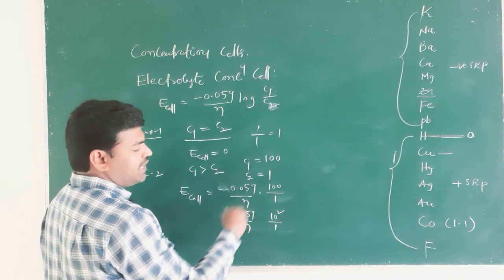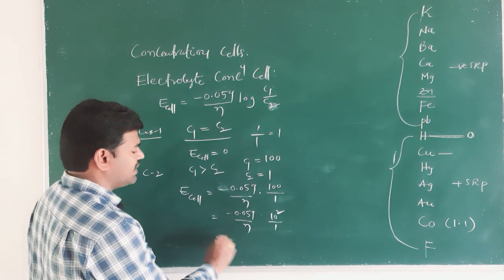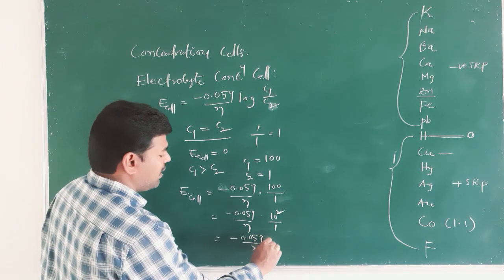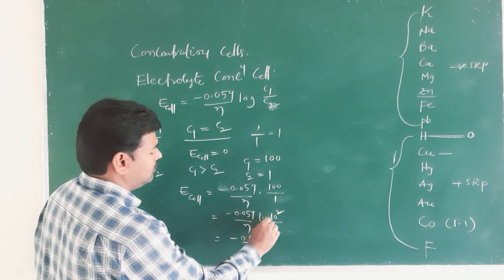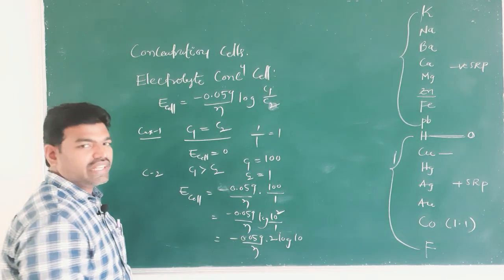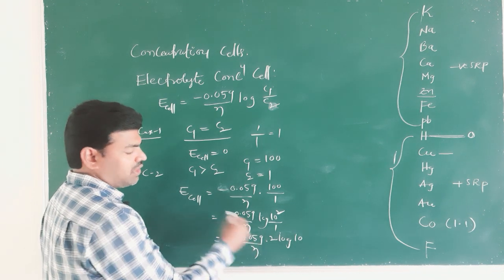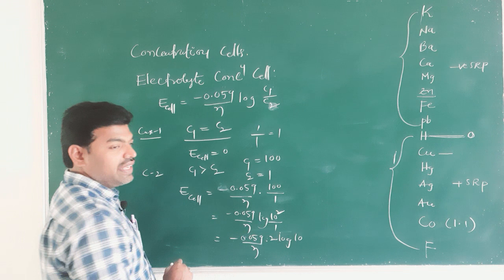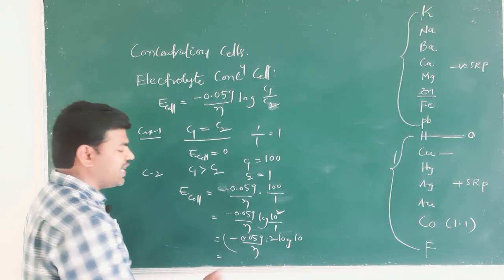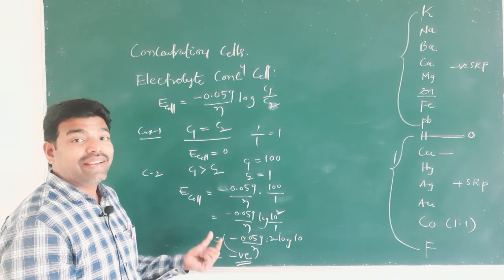So we can bring this 2 to the front, that is minus 0.059 by n into 2 log 10. Log 10 is 1. Therefore we get the product of 0.059 into 2 by n. So this E cell comes out to be a negative value.